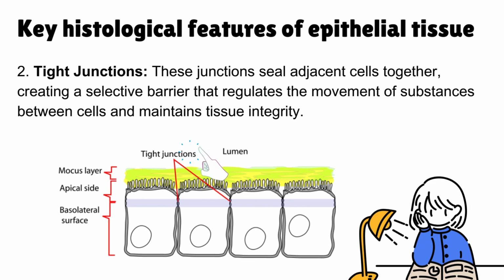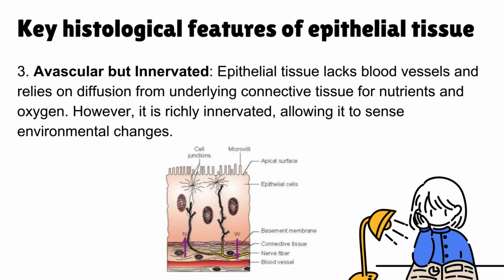and maintains tissue integrity. Epithelial tissue is avascular but innervated, meaning it lacks blood vessels and relies on diffusion from underlying connective tissue for nutrients and oxygen. However, it is richly innervated, allowing it to detect environmental changes.